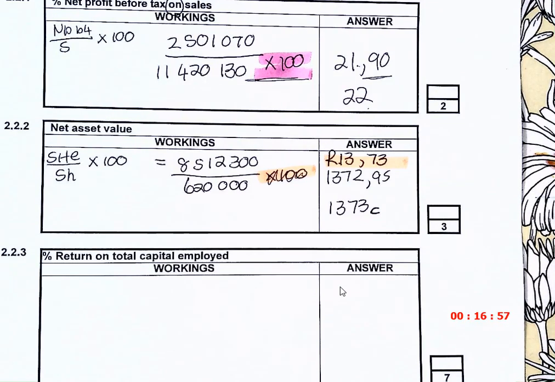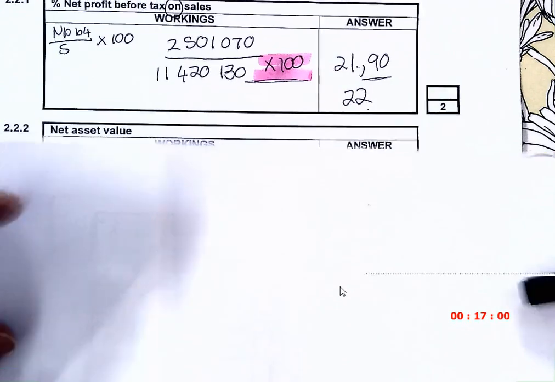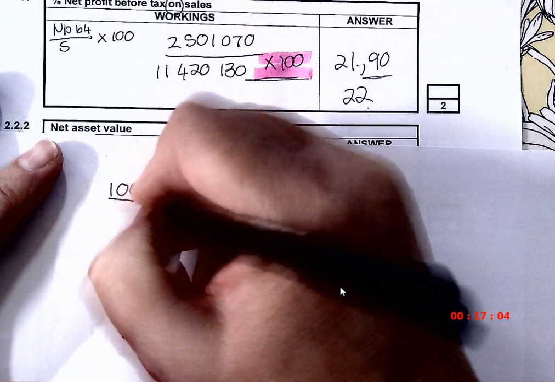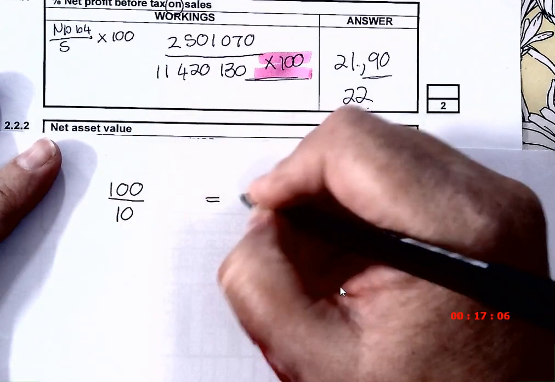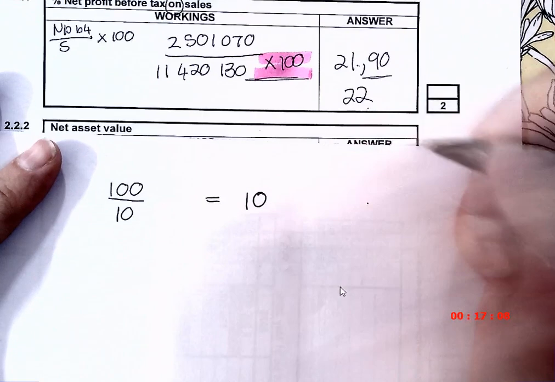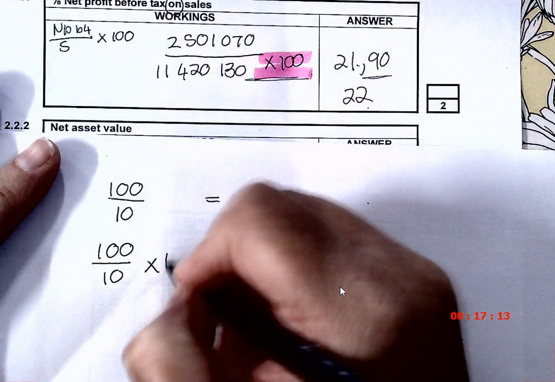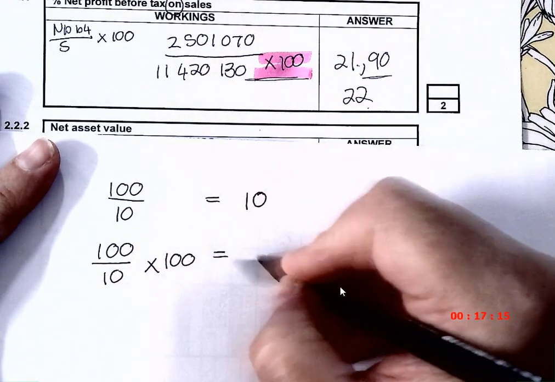I just quickly want to try something. If I say to you, 100 divided by 10, can you see this is 10? But 100 divided by 10 times 100 is going to give me 1,000.